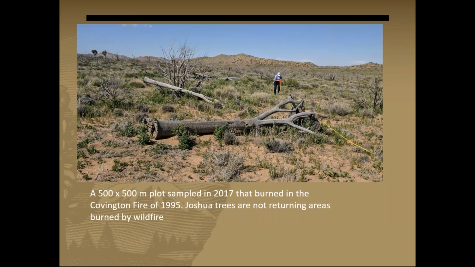We've been collecting some data from burned areas. This picture here is from the Covington fire, which burned in 1995. This photo was taken 22 years after that. We put in a 500 by 500 meter plot here to look at Joshua tree recovery, and there's very little Joshua tree recovery in some of these burned areas. They're just not coming back.